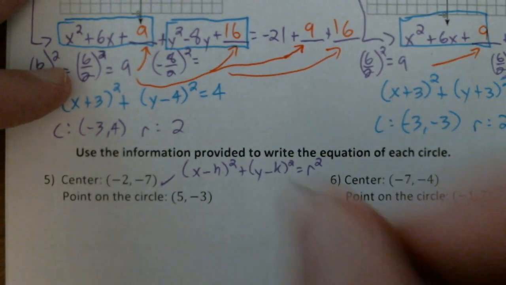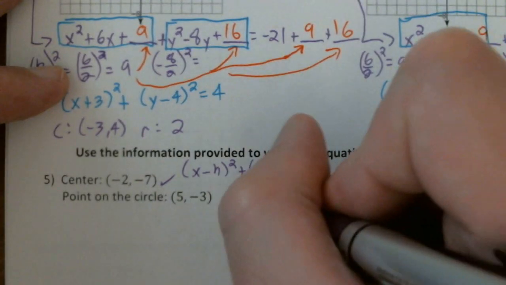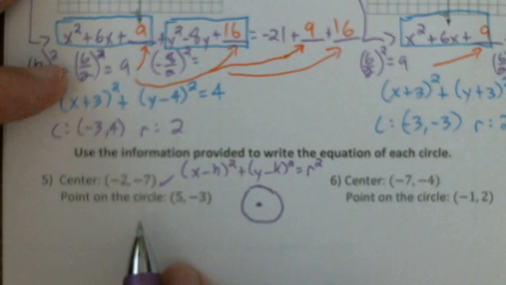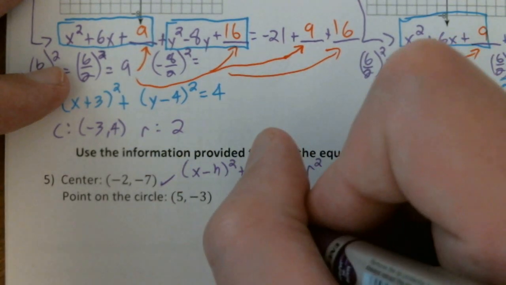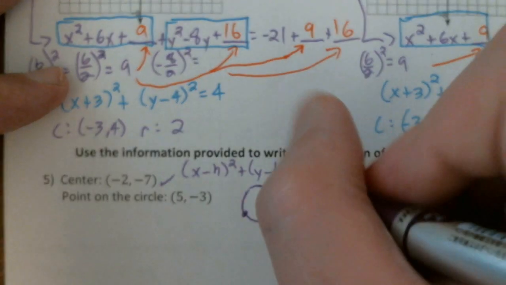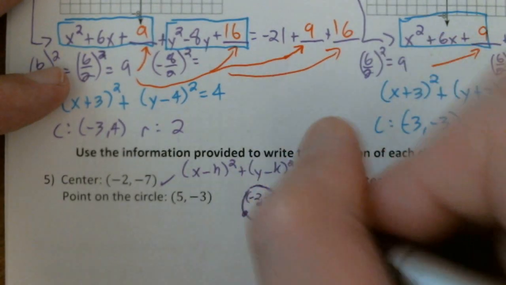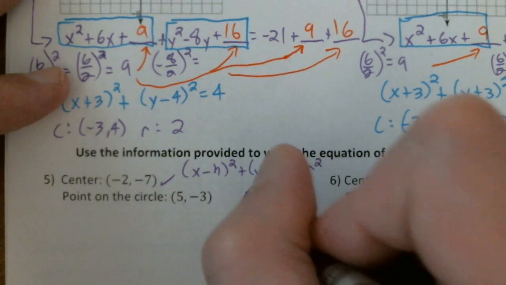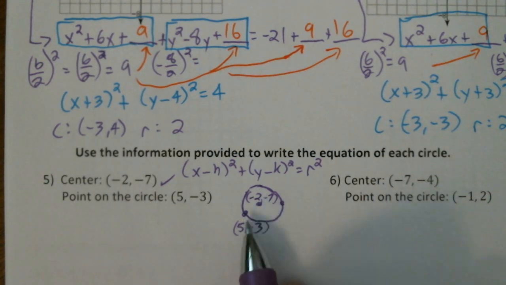Okay, so let's draw ourselves a little picture of what's going on here. All right, so I got a circle, and I've got the center, which is at (-2, -7). I've got some point on the circle. So let's say that (-2, -7) is down here, and (5, -3) is a point on the circle. It doesn't really matter where I'm drawing these points. I've got a center and a point on the circle. So how do I get the radius? I need to find the distance between those 2 points, right?